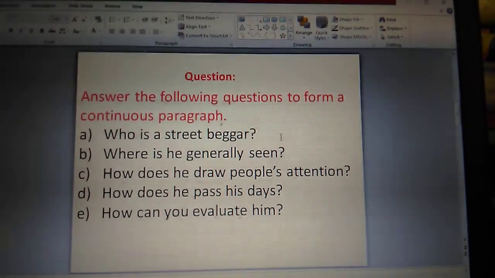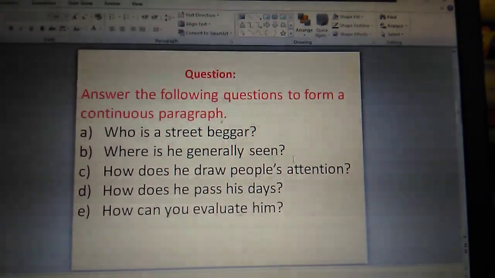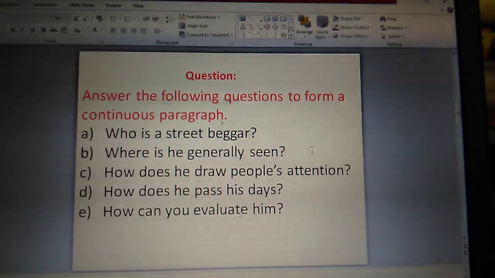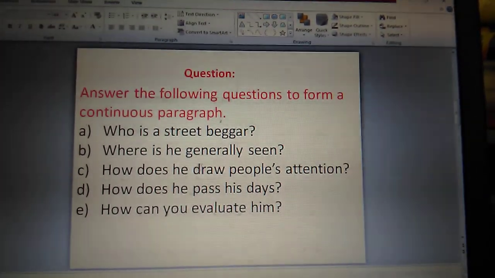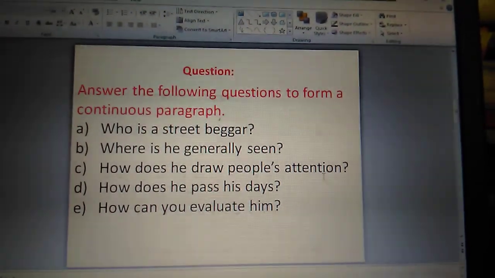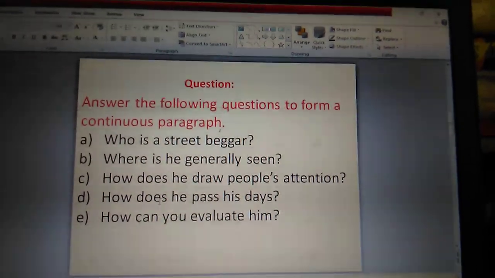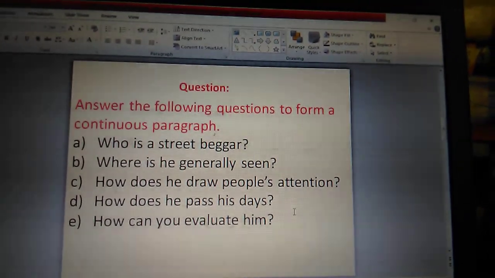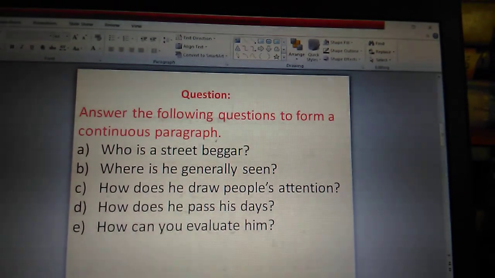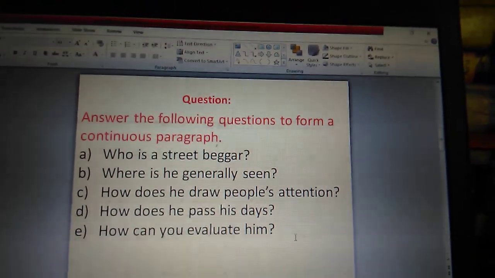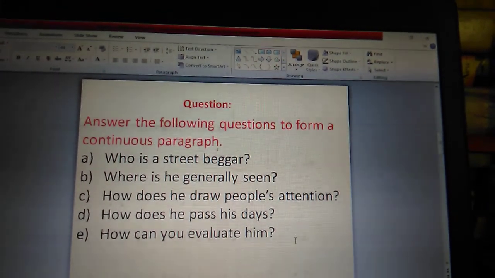At first we have to tell who is a street beggar. Where is he generally seen? Generally where he is found, where he is available. How does he draw people's attention? How does he pass his days? How is his life? We have to write this. How can you evaluate him? What is my evaluation? What is my suggestion about a street beggar?